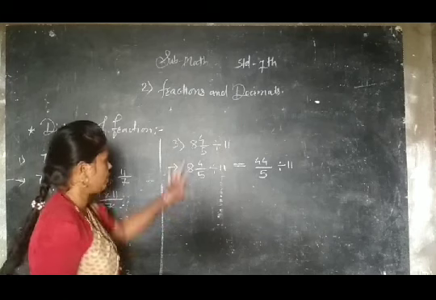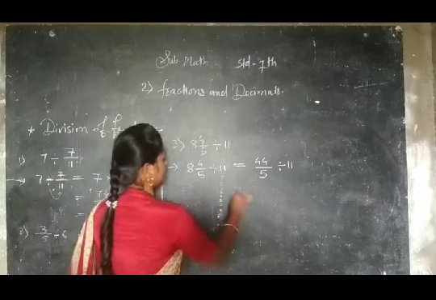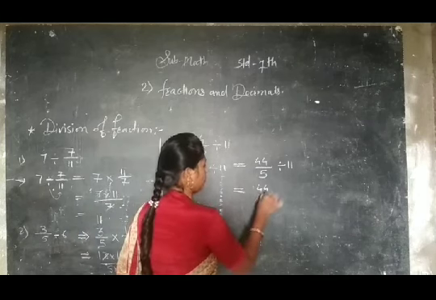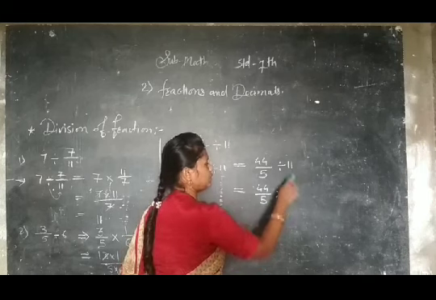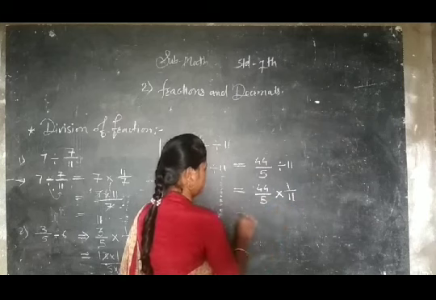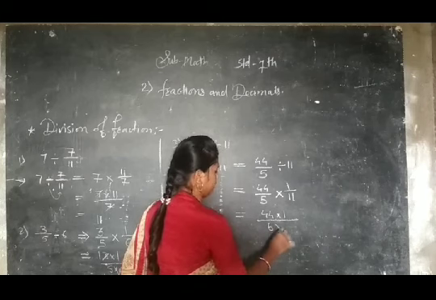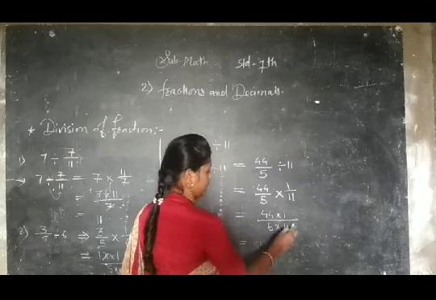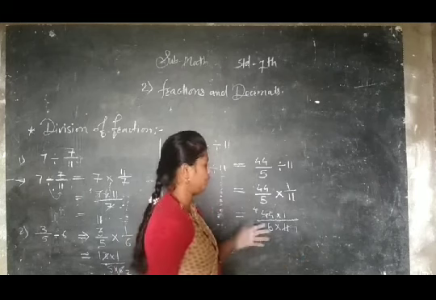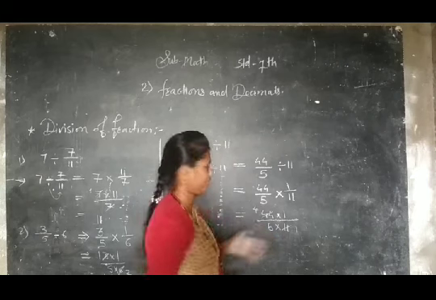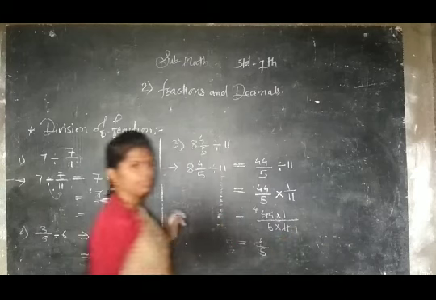See, I have just changed the mixed fraction into a simple fraction, and the rest of the example I have written as it is. Now 44 upon 5 divided by 11, its reciprocal is 1 upon 11. Now 44 multiplied by 1 upon 5 multiplied by 11. 11 ones are 11, 11 fours are 44. In the last lecture, I told you if you can simplify the numerator with the denominator, you have to simplify. So 4 ones are 4, 5 ones are 5. This is your final answer.